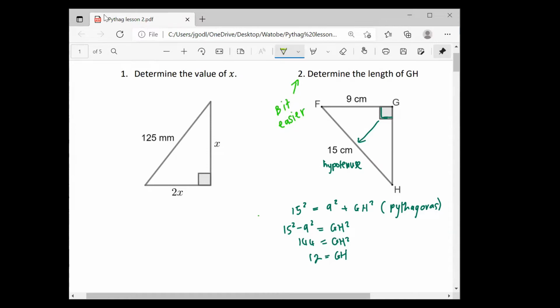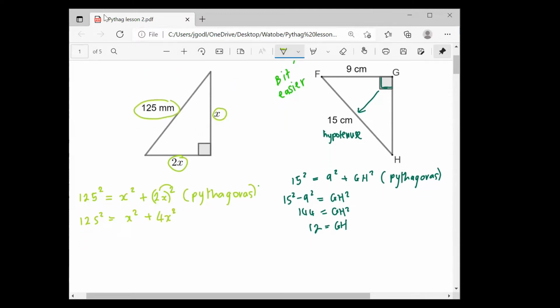So here our hypotenuse is 125. So we're going to say 125 squared is equal to x squared plus (2x) squared. And our reason here is Pythagoras. And we have to put that whole thing in brackets, otherwise we're not going to end up squaring our 2. So we have 125 squared is equal to x squared plus 2 squared, which is 4x squared. All right, so that's our first step.